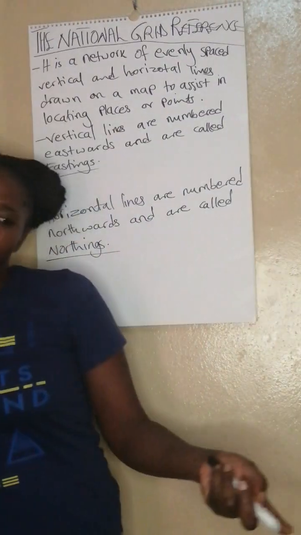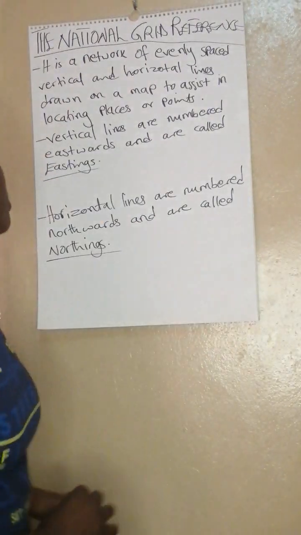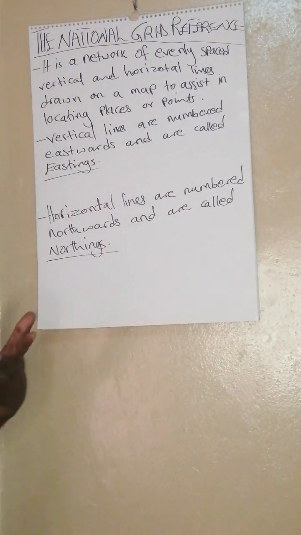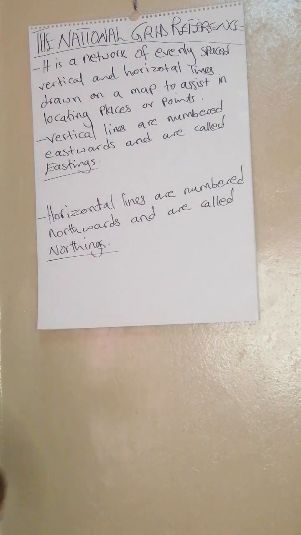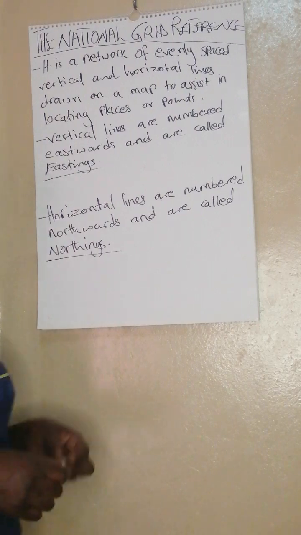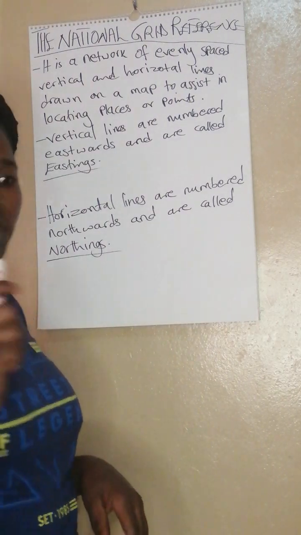Okay, so let's look at the national grid reference. The national grid reference is a network of evenly spaced vertical and horizontal lines drawn on a map to assist in locating places or points.